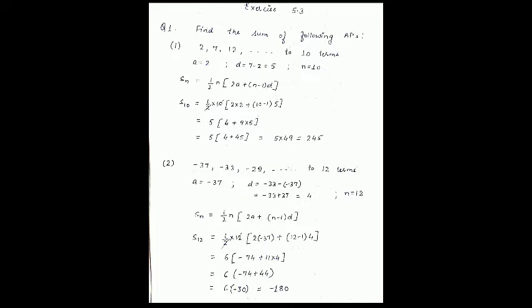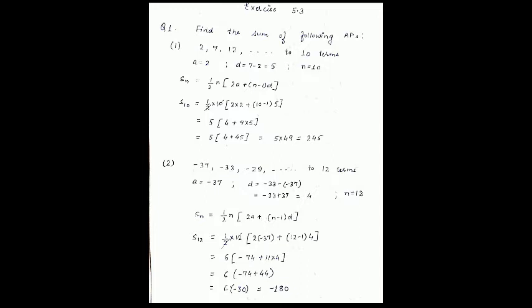It will be 1 by 2 into 10. When you simplify, 2 ones are and 2 fives are 10, it gets simplified. So 5 will be there, in bracket 2 twos are 4, plus 10 minus 1 will be 9 into 5. 9 fives are 45, plus 4. 45 plus 4 will be 49, and it will multiply by 5. So it will be 245.